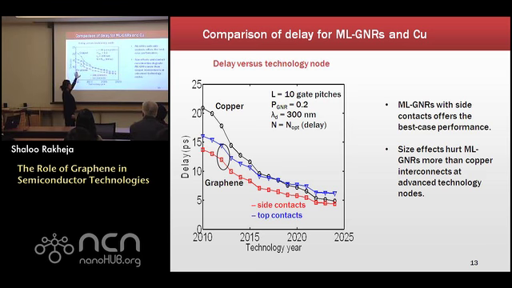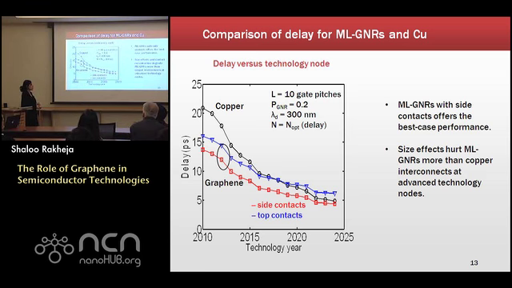When you see side contacts, this is what people predicted. Graphene is really good, it has great sheet resistance, and therefore it will perform better than copper, which is what side contacts, the red line, shows. The black one is the copper one. But if you have these top contacts, where the current is really not coupling to all of the perpendicular layers, you will see that graphene starts to behave worse than copper at advanced technology nodes.